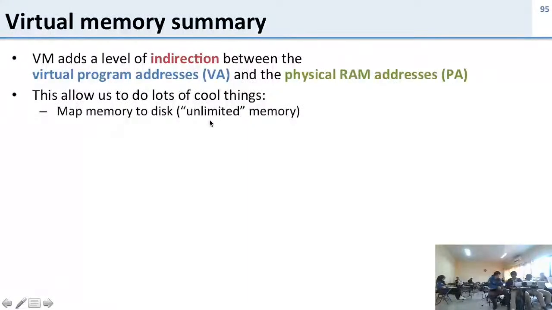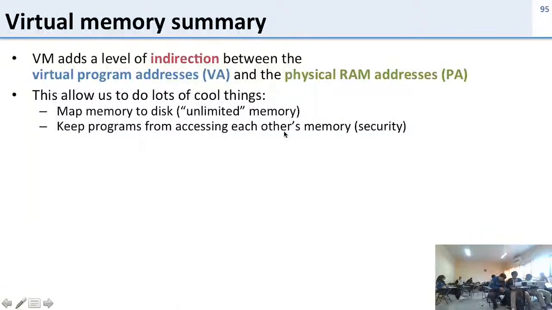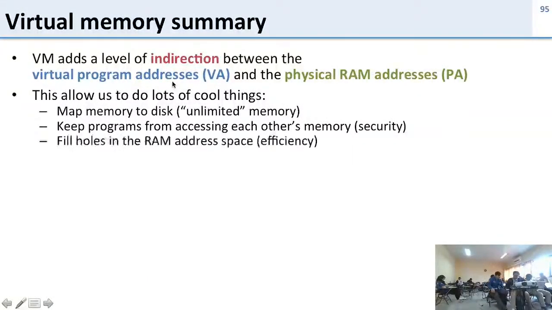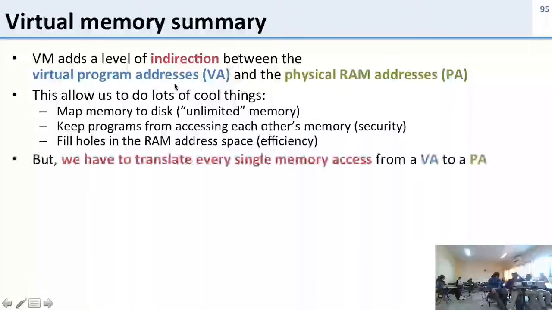We can map memory to disk, so it gives us sort of unlimited memory. We can keep programs from accessing each other's memory. This gives us security and reliability, and that's because each program has its own virtual addresses. So they each have their own 32-bit address space. We can also fill holes in the memory address space, so this gives us efficiency. Because we've got this mapping between the program addresses and the physical addresses, even if we have holes in our physical addresses, we can just map some more programs into it without any problems.